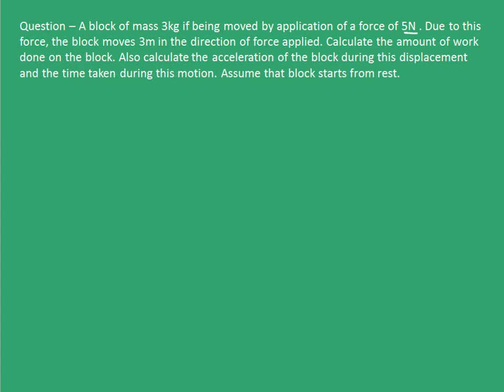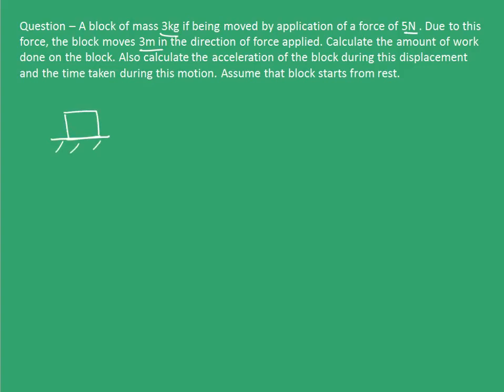In this question, a block of mass 3 kg is being moved by the application of force of 5 newtons. Due to this force, the block moves 3 meters in the direction of force applied. Now we have been asked to calculate the work done on the force, the acceleration of the block during this displacement, and time taken during this motion. I have mixed the equations of motion with work and energy to make you understand better how these things are correlated. So initially we will proceed by calculating the work done.